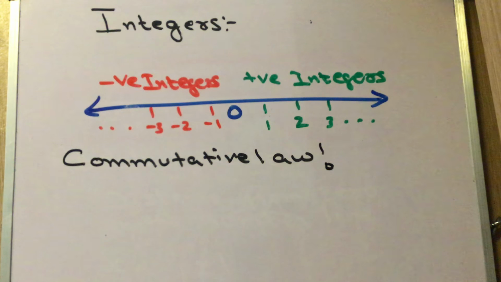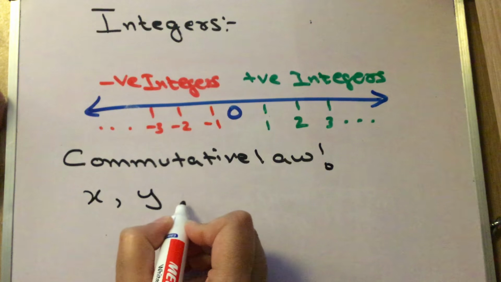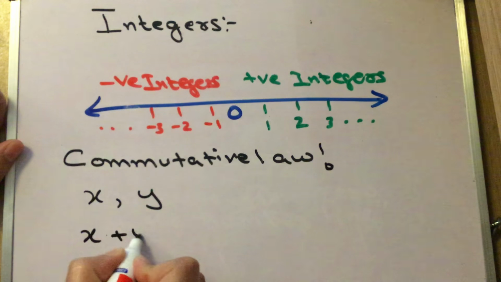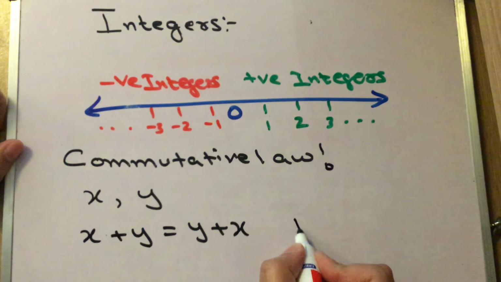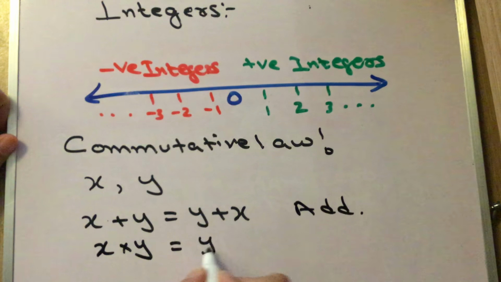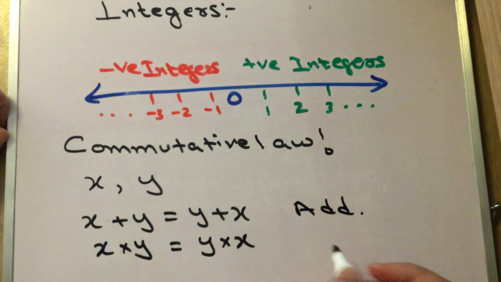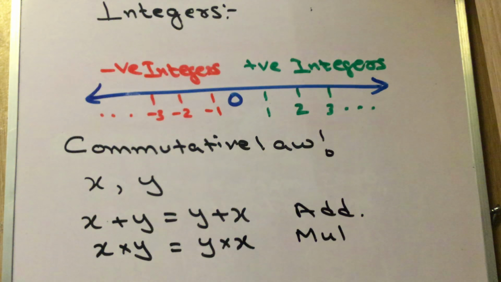Now let's have a look at the laws associated with the integers. Commutative law states that if x and y are two integers, then x plus y is equivalent to y plus x, and this is the commutative law of addition. And x times y will be equivalent to y times x, and this is the commutative law of multiplication. So the commutative law of integers is valid for the addition and the multiplication of two integers.